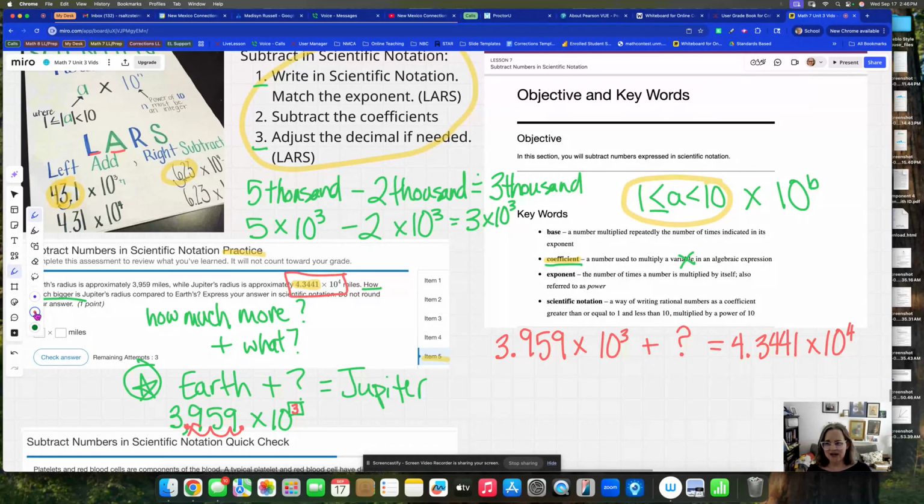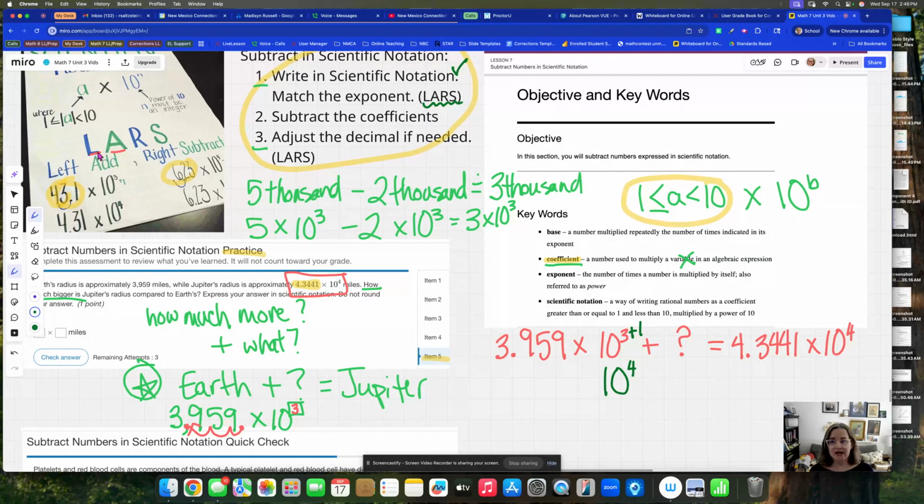I do not have a match in my exponents. Okay. So I did the first step right in scientific notation, but my exponents do not match. So I'm going to look at Lars, and I'm going to go ahead and turn Earth into an exponent of 4. So I want the exponent to be 4. That means I'm adding 1 to 3. So now I have 10 to the 4th power.